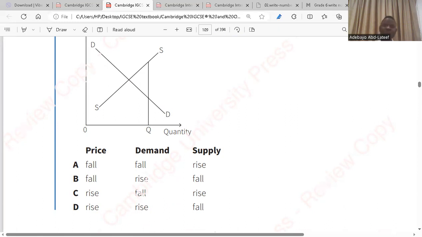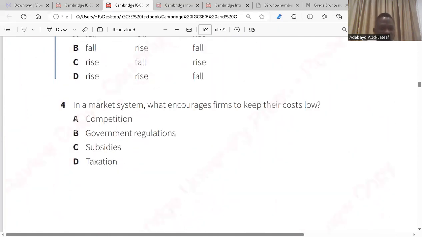Firms want to go back to allocative efficiency, so they have to reduce the price. Reducing the price means consumers will start buying. Yes or no? Yes. So price should fall, demand will rise, supply will fall. I said the same thing. Supply will fall, not rise. I said B. Okay, you said B, right? Yes. Fall, rise, fall. Is it clear?